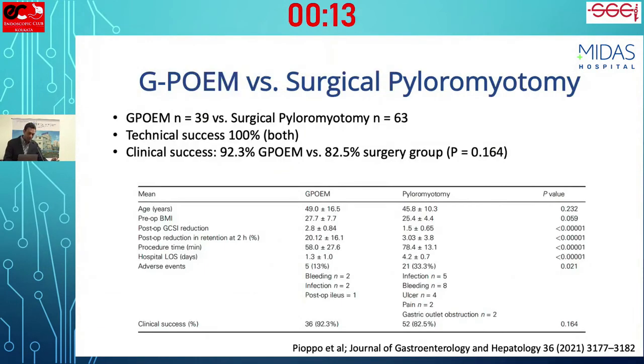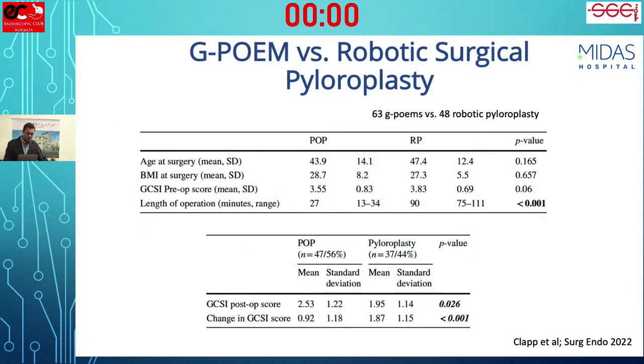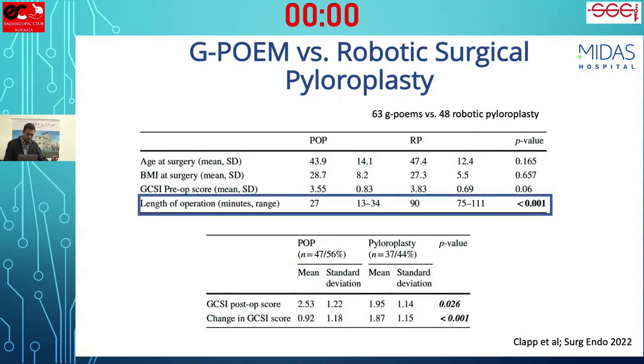How about surgical myotomy versus GPOM? Equal technical success, clinical success was similar. However, there was more reduction in GCSI scores, more reduction in retention at 2 hours, reduced procedure time, reduced hospital length of stay with GPOM. This is another study comparing robotic surgical pyloroplasty, lower time required in GPOM, but higher reduction in GCSI score with robotic surgical pyloroplasty. So the verdict is out there.